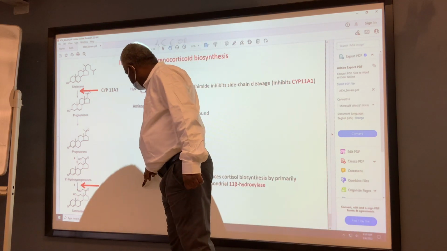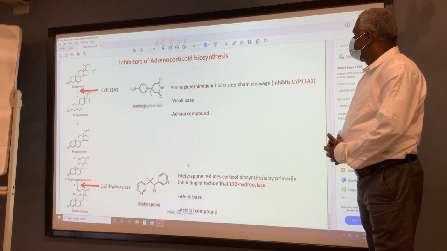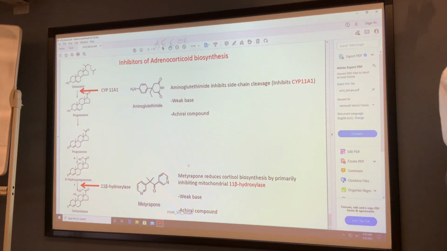Those are both pyridine substitutions. It's a weak base. Again, there is no chiral center. It's an achiral compound. So those two are adrenal cortex hormone biosynthesis inhibitors. One is the cytochrome 11A1 inhibitor, the other one is the 11 beta hydroxylase inhibitor.